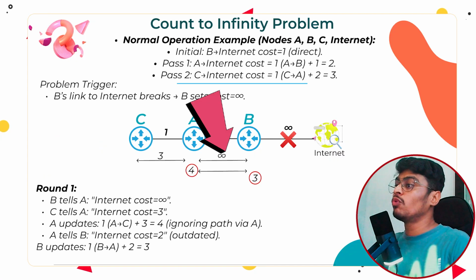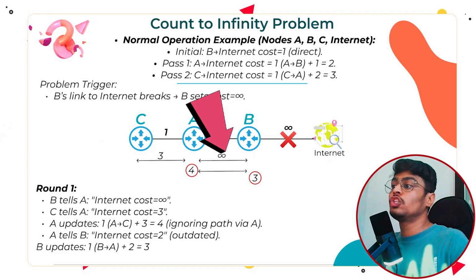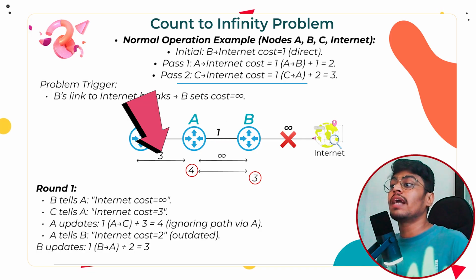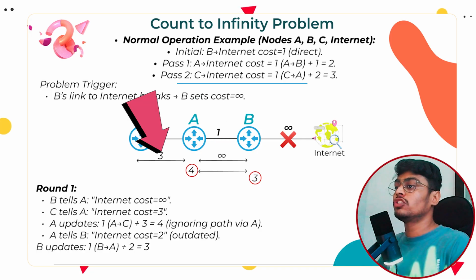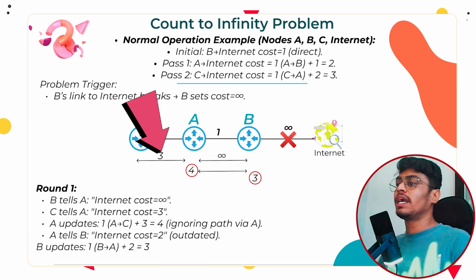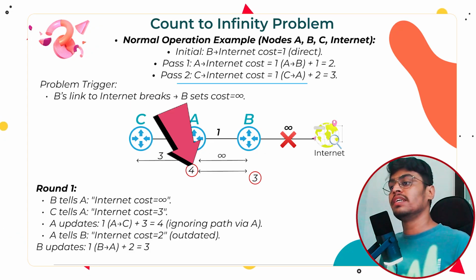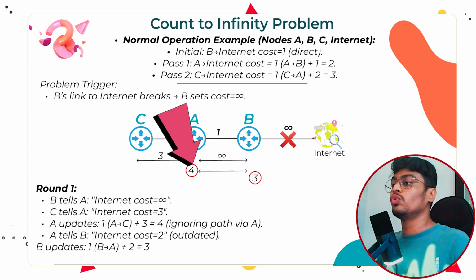In the first round after the link break, B sends to A that its cost to the internet is infinite, but C sends to A that it can take A to the internet at cost 3. A receives both messages. B can't take me, as its cost is infinite, but C can take me at cost 3. So A recalculates: cost to C is 1 plus C's cost to the internet is 3. So A updates its cost to the internet as 4.